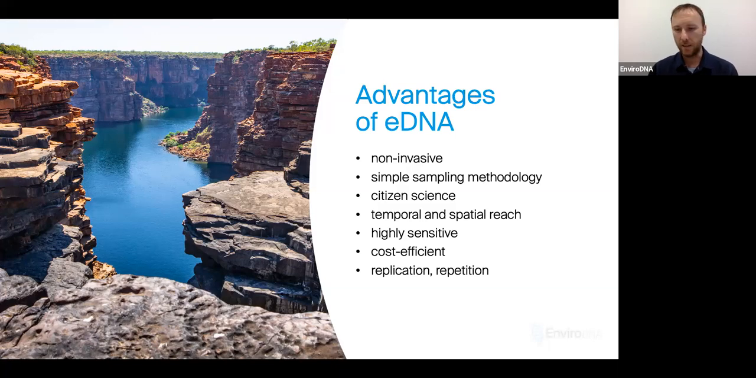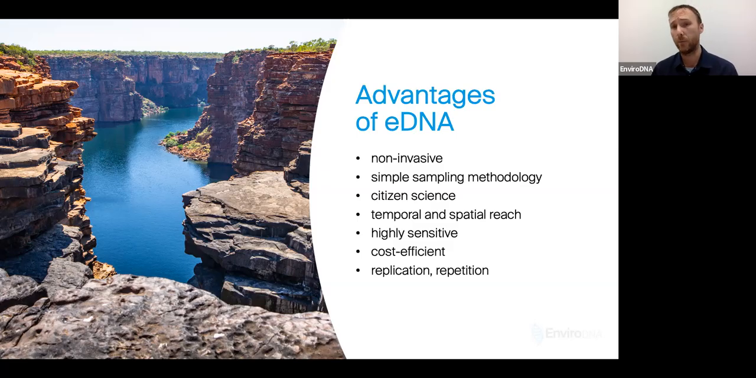And we know in aquatic systems, particularly flowing systems, that DNA will travel. And that's a massive advantage. It means that you don't have to be sampling precisely where your target species are to be able to pick them up, because we know DNA is going to travel from upstream. And so it means we've got that sort of spatial reach from our results. So we can pick up things that are a little bit further away from exactly where we're sampling.